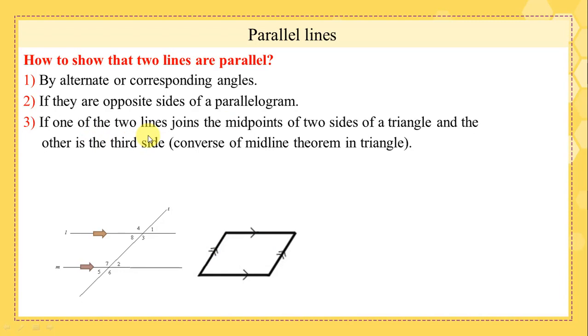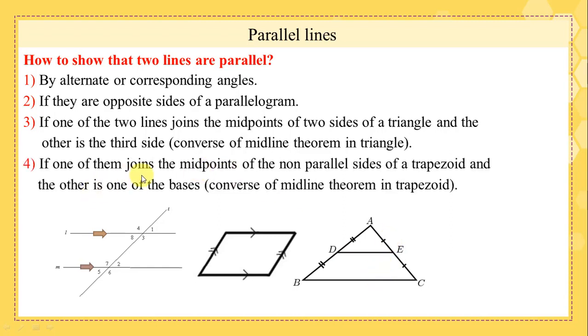3. If one of the two lines joins the midpoints of two sides of a triangle and the other is the third side, converse of midline theorem in a triangle. As we learned before, if we have any triangle, if we have the midpoints of two sides of this triangle joined by a segment, then this segment is parallel to the third side.